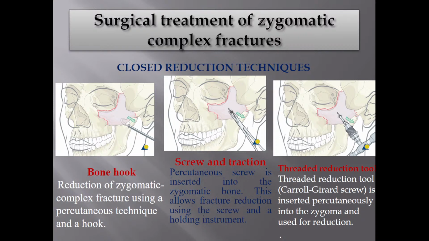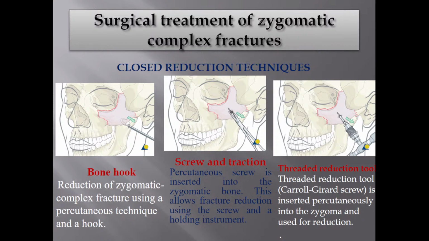All of these techniques are closed reduction techniques. And the most widespread technique is a bone hook. We have a special hook named after Limburg, and we have to put it through the skin, muscles, fascia under the zygomatic arch or bone, and then pull out the zygomatic bone to its right anatomical position.